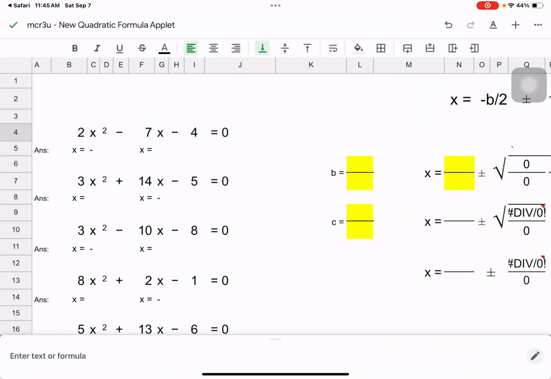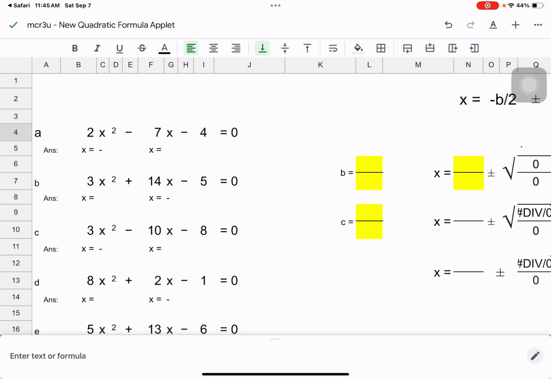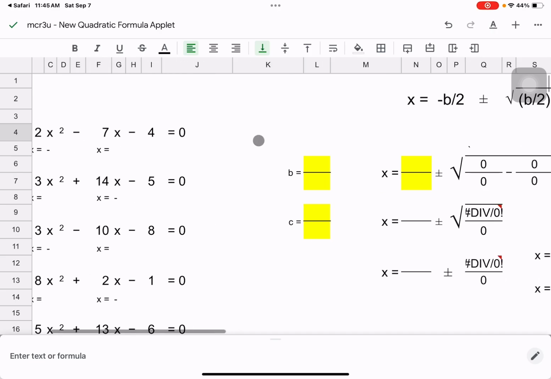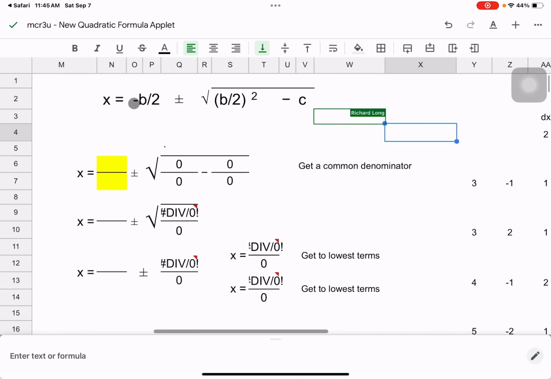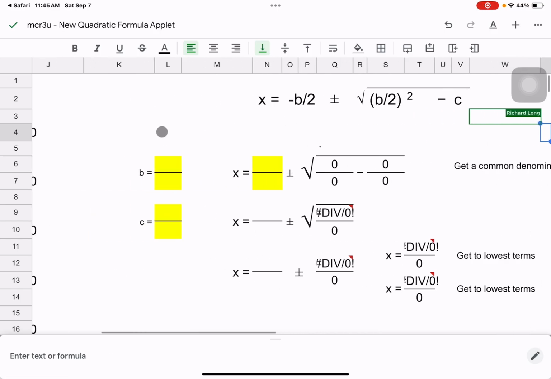Today we're going to work on how to solve quadratic equations using an adjusted quadratic formula. Here's an example of a quadratic equation that we'd solve. And the quadratic formula we use is this one here: negative b over 2 plus or minus the square root of b over 2 squared minus c.